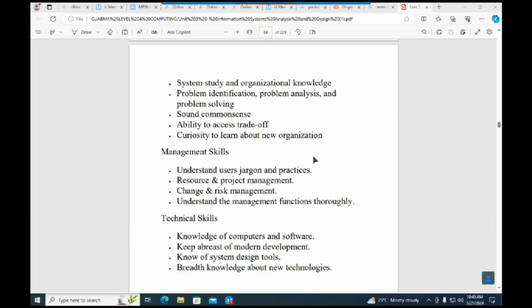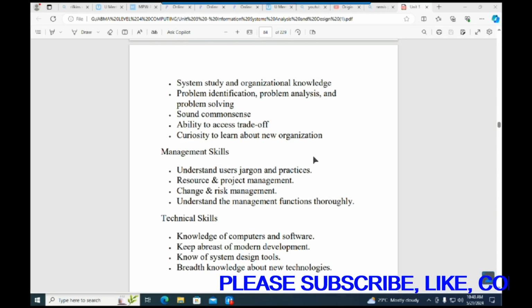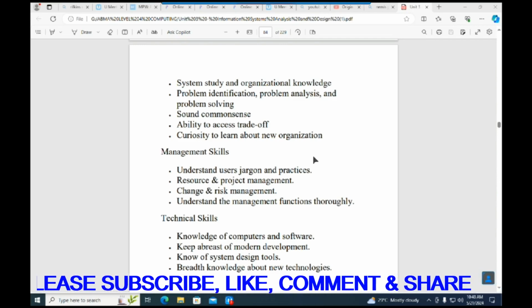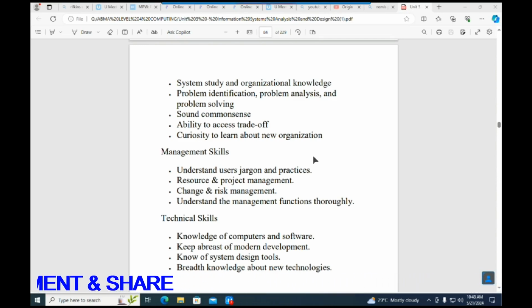The analytical skills include that he should be able to study the system, and should have organizational knowledge, how the organization runs, what are the structures of the organizations and all that. Again, he needs to be someone who has the skill of identifying a problem, analyzing the problem, and solving the problem. So identify a problem, you analyze that problem, and you solve the problem. It should be someone with sound common sense, someone with the ability to assess trade-offs, someone with curiosity, somebody who has the hunger to keep learning and learning about the new organization.